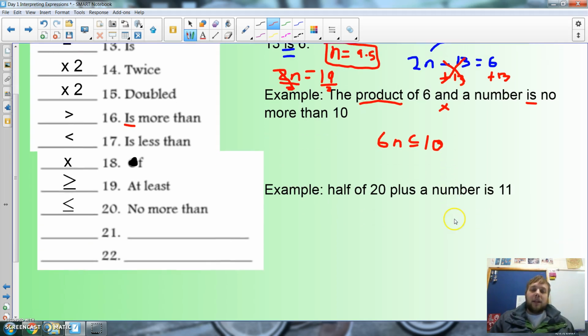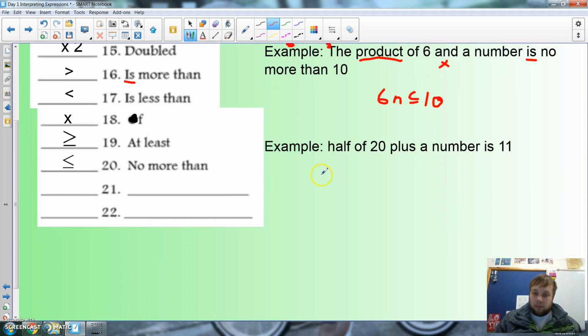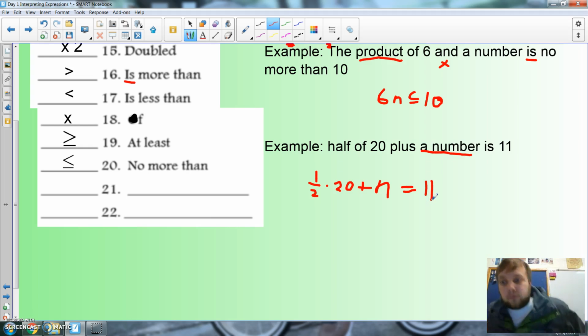Okay, there we go. Next, half of 20. So I can go 1/2. Half means 1/2. Of means multiply. 20. See all these keywords? You can just look them up here. Of means multiply. Plus a number. And a number, I don't know what number it is, so I'm going to put n. Is means equals 11. This is so slick. This is slicker than spit. I love it.